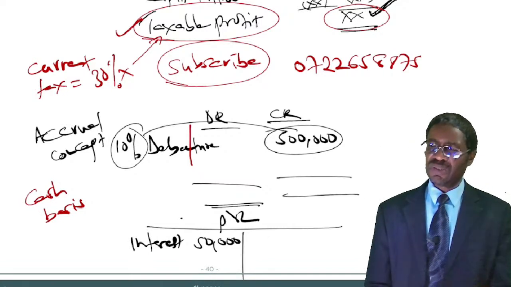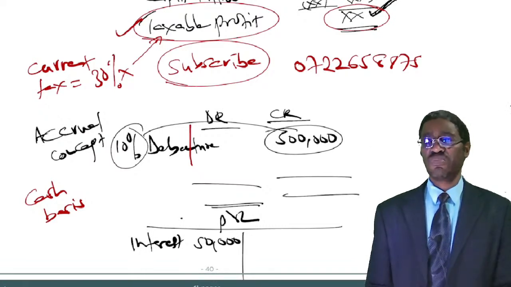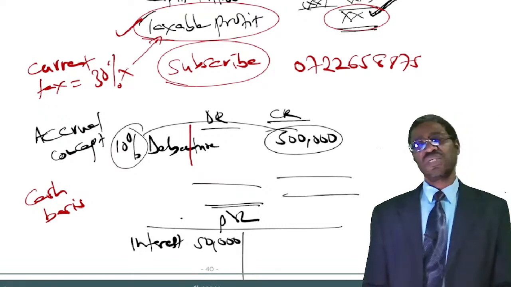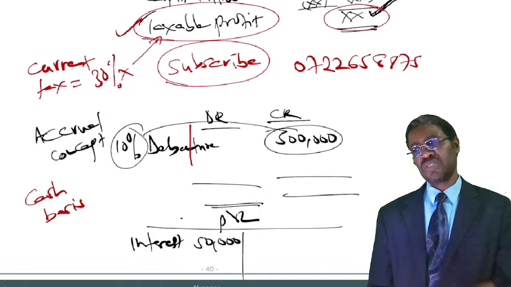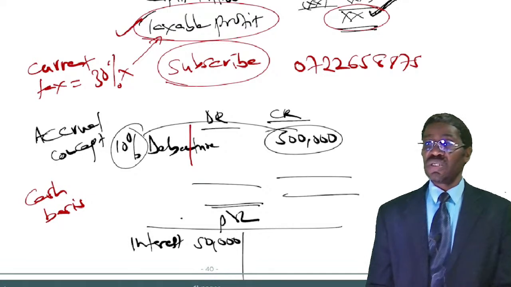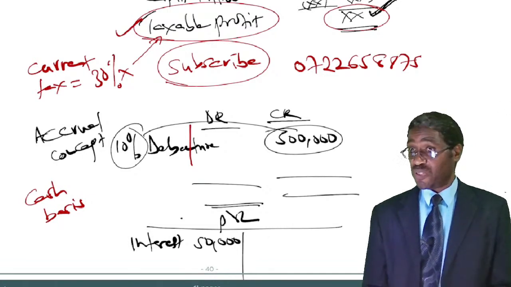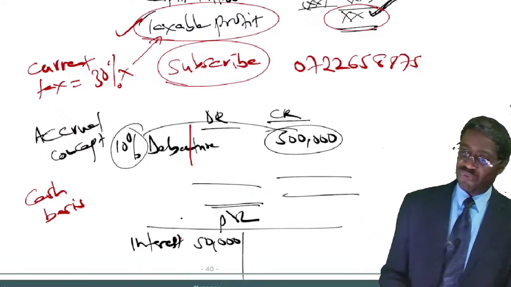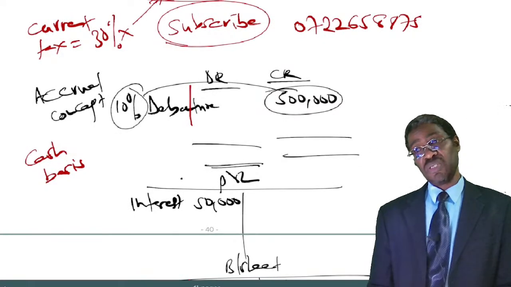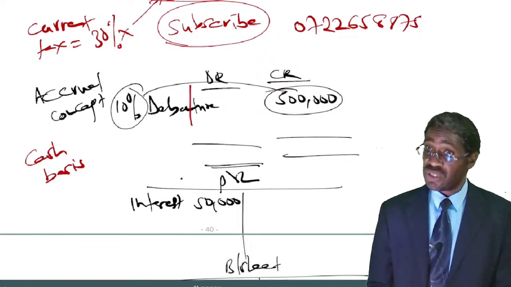taxable profit. And you say this. This is the profit on which tax will be based for tax purposes.